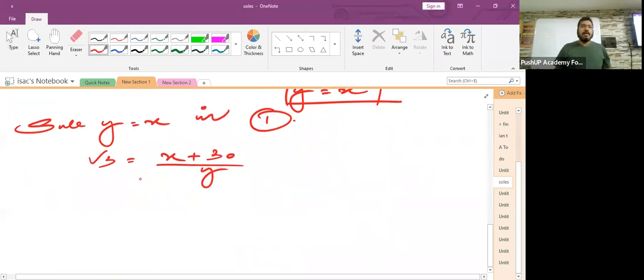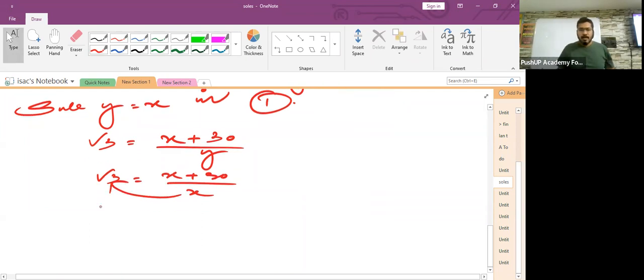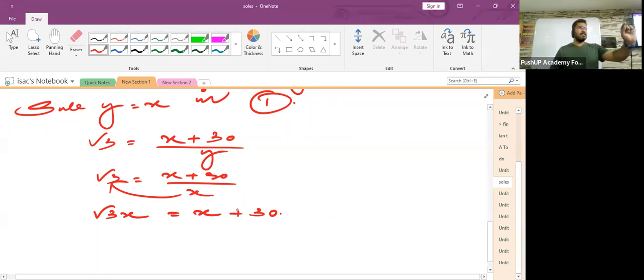Root 3 is equal to X plus 30 upon Y. I asked you to replace the value of Y as X. So you get X plus 30 divided by X. You will cross multiply X to the left-hand side. So you're supposed to get root 3 into X, which is root 3X, which is equal to X plus 30. Root 3 into X is root 3X.